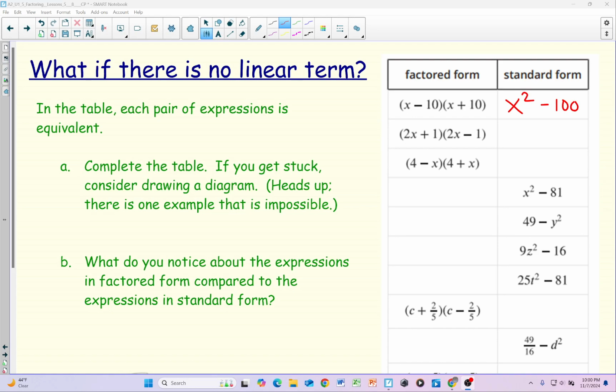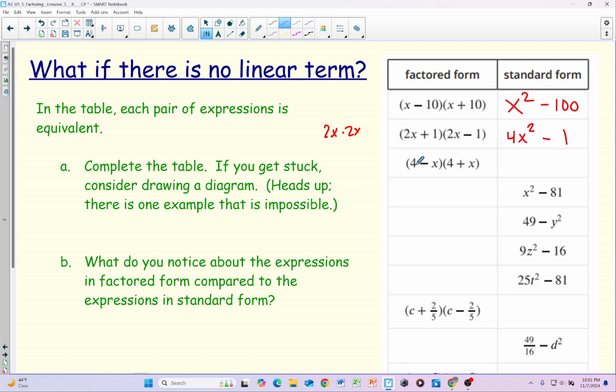Okay, so let's continue. Now, there's lots of ways that these expressions can look, but we're going to think about them in the same way. Let's look at the next one. We have 2x plus 1 and 2x minus 1. Well, if we look at the first one, we did x times x and got x squared, right? But what about 2x? What do I get if I do 2x times 2x? I get 4x squared. And if I do 1 times negative 1, minus 1. So do you see how we always get a minus here?